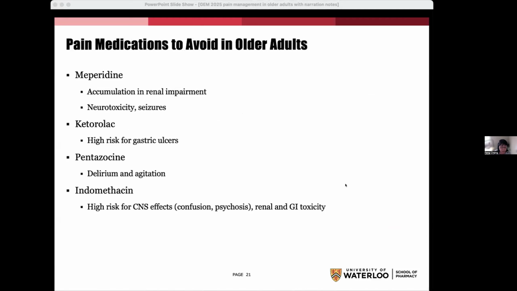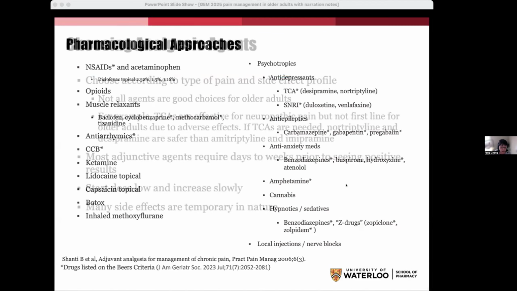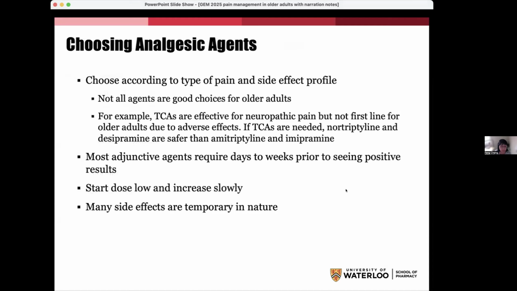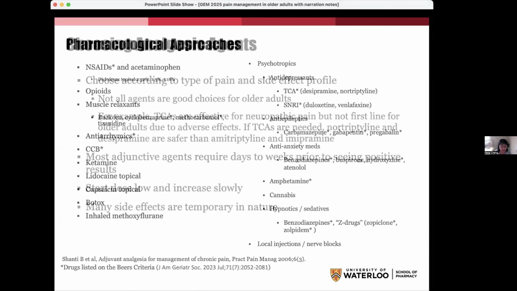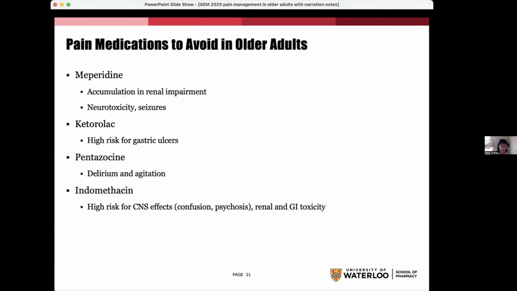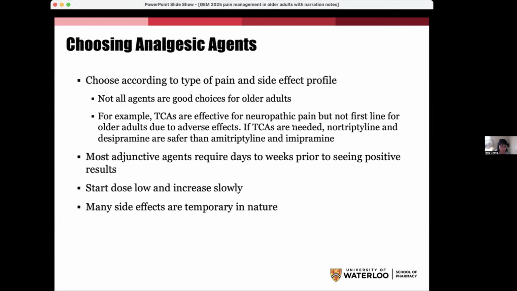Oh, sorry, went way too fast. My mouse is faster than I thought. Okay, so if we're starting off with choosing a pharmacological agent, or I guess we'll go to, there we go.